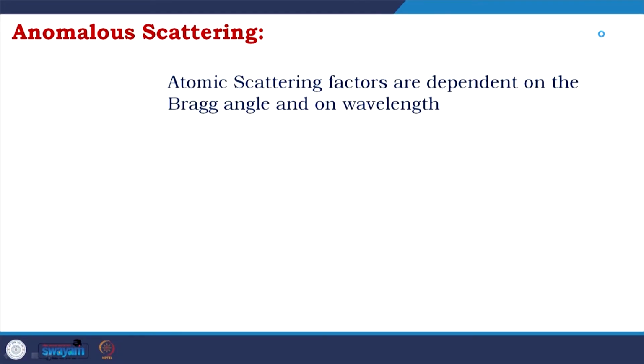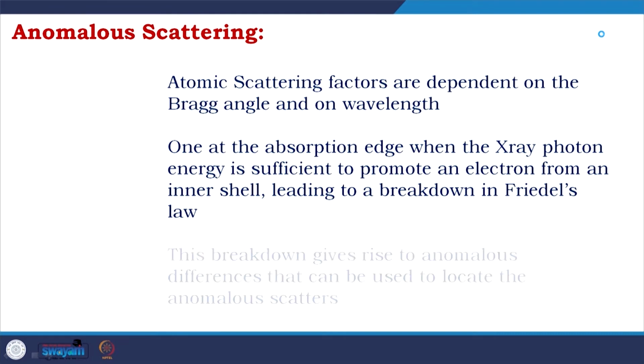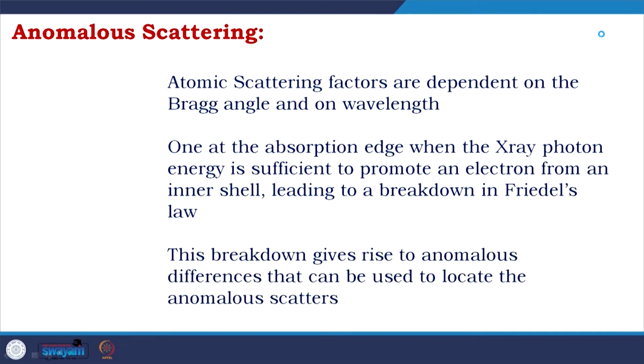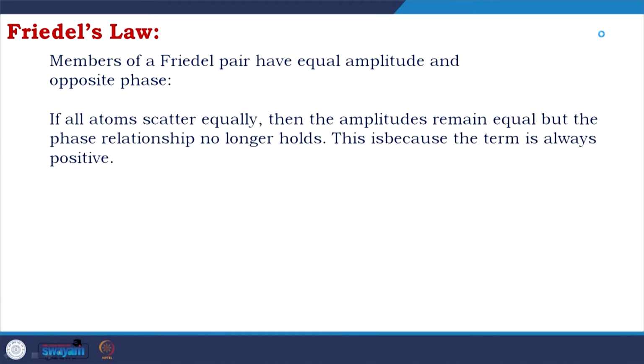Coming to anomalous scattering, I talked about atomic scattering factors being dependent on the Bragg angle and on wavelength. One, at the absorption edge, the X-ray photon energy is sufficient to promote an electron from an inner shell, leading to a breakdown in Friedel's law. We are coming to Friedel's law. This breakdown gives rise to anomalous differences that can be used to locate the anomalous scatterers. So, what is Friedel's law? The members of a Friedel pair have equal amplitude and opposite phase.